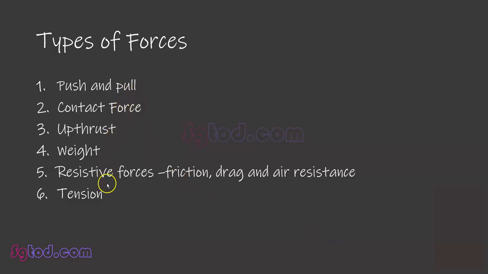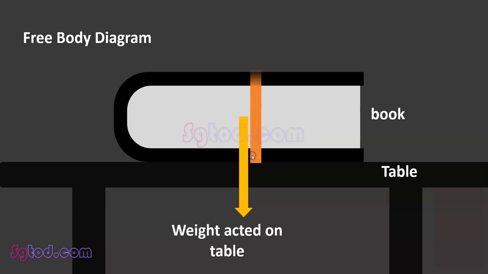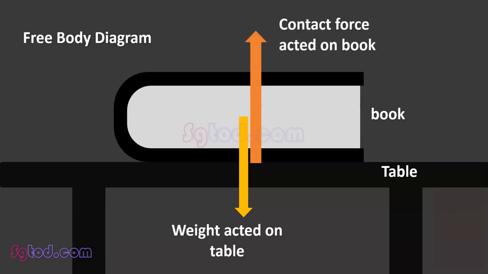For that, we have carefully crafted a whole module to help you identify each type of force. For example, contact force, upthrust, weight, resistive force, and tension. As you can see from this list, apart from a push or pull, the rest of the forces are not visible to our eyes, even though they exist. Hence, to help us understand the effect of forces acting on an object, we make use of free body diagrams, where we use simple block diagrams with arrows representing forces and their directions.